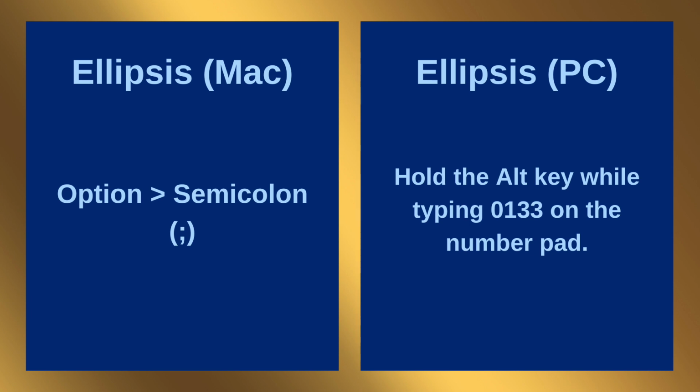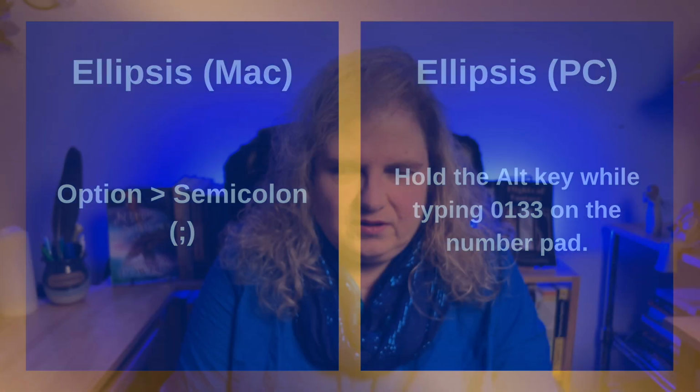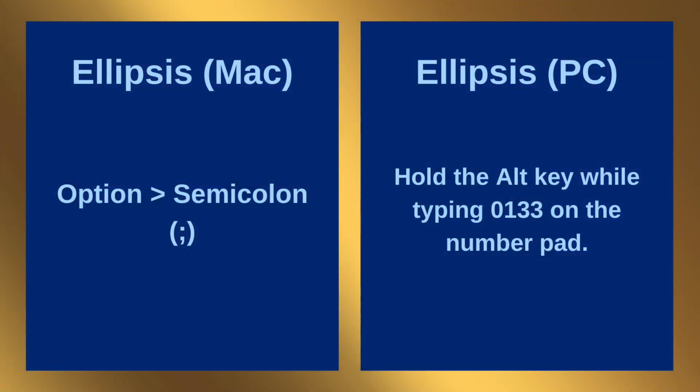But if our computers aren't set up that way, we can do this on a Mac by pressing and holding the Option key and pressing the semicolon. I know, weird, right? And on a PC, we can do this by holding the Alt key and typing 0133 on the number pad. And remember, do not place spaces around the ellipses either before or after them. And also don't place a period at the end of an ellipsis. That is sufficient punctuation to end your sentence.